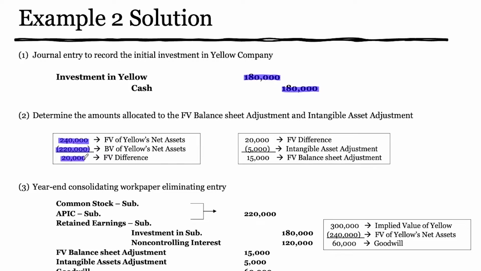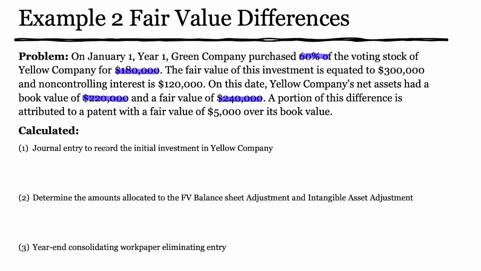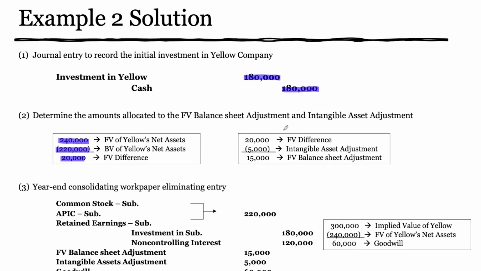However, a portion of this is going to be given to the fair value balance sheet adjustment, and a portion is going to be given to the intangible asset adjustment. In order to figure this out, we're going to take a look at our problem, which gives us that a portion of this difference is attributed to a patent with a fair value of $5,000 over its book value. So again, taking a look at our solution, we're going to take the total of the fair value difference, subtract out the portion that's being given to the intangible asset adjustment, which is being given to that patent because patents are intangible assets, which leaves us $15,000, which is going to be the portion of fair value balance sheet adjustment.